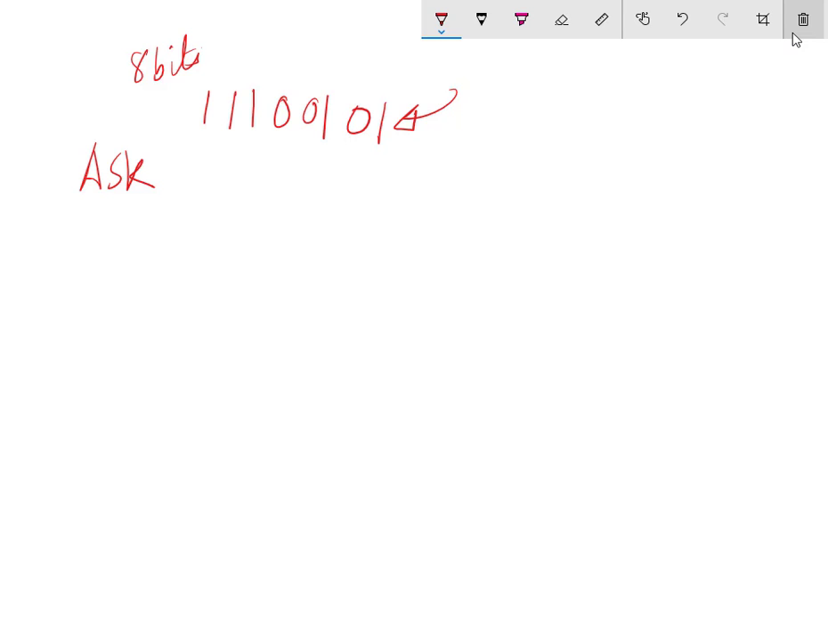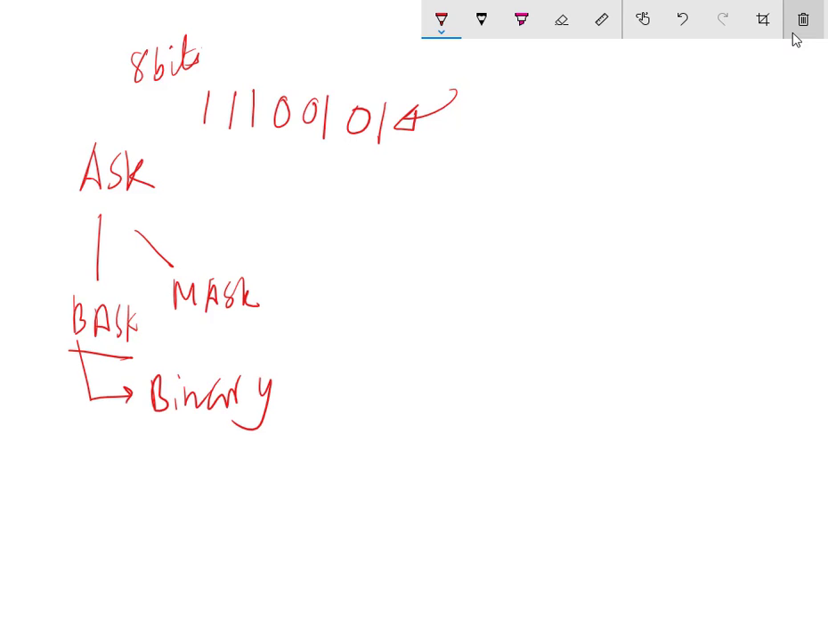Now the question arises: there are multiple options for amplitude shifting, such as BASK. Also, we can have MASK. So which one to do? Let's do BASK first. Here B refers to binary. Binary means there are two options: 1 and 0. So I have two options to deal with. One is 1, another one is 0. So basically, in this binary case, we will encode one bit at a time, because one bit can be either 1 or 0.